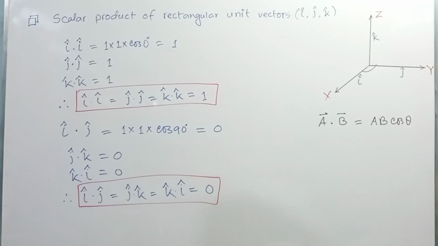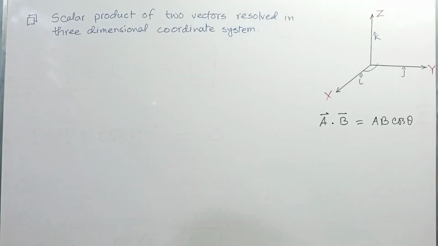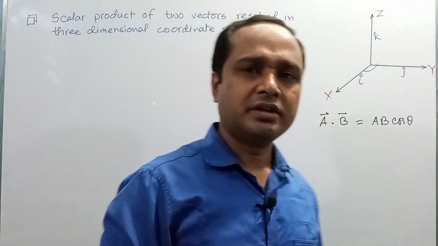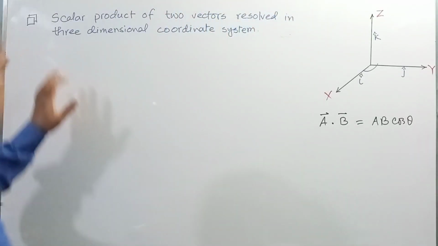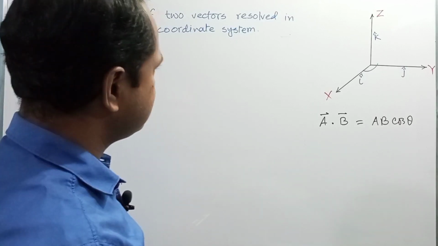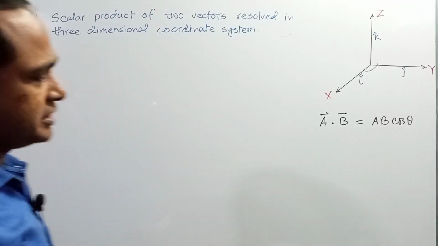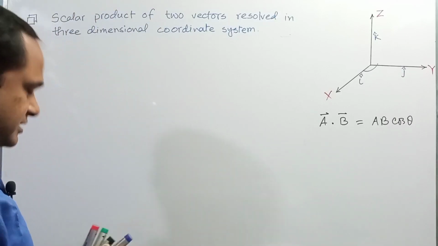The commutative law, that is I dot j and j dot I are the same thing. Dear student, now we are going to see the scalar product of two vectors resulting in three-dimensional coordinate system.